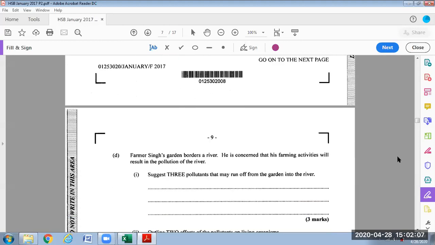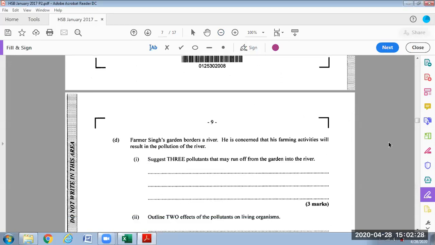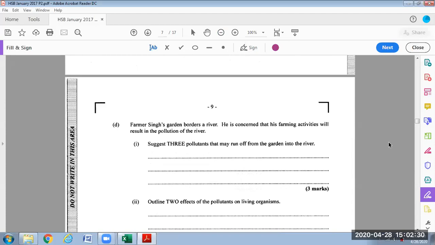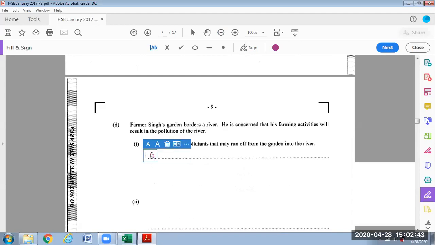D. Next reader. Can someone unmute their mic and read the question, please? Farmer Singh's garden borders a river. He is concerned that his farming activities will result in pollution of the river. Suggest 3 pollutants that may run off from the garden into the river. Must I have fertilizer, pesticides, and soil?